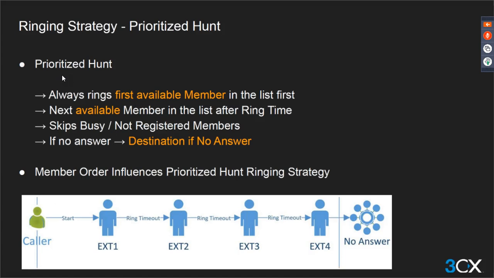If an extension is already in an active call, it won't be pulled, and the call will move on to the next available extension. So if this extension is busy when it's its turn to start ringing, the PBX will ignore this user, jump from extension 1 to extension 3, and keep moving forward.